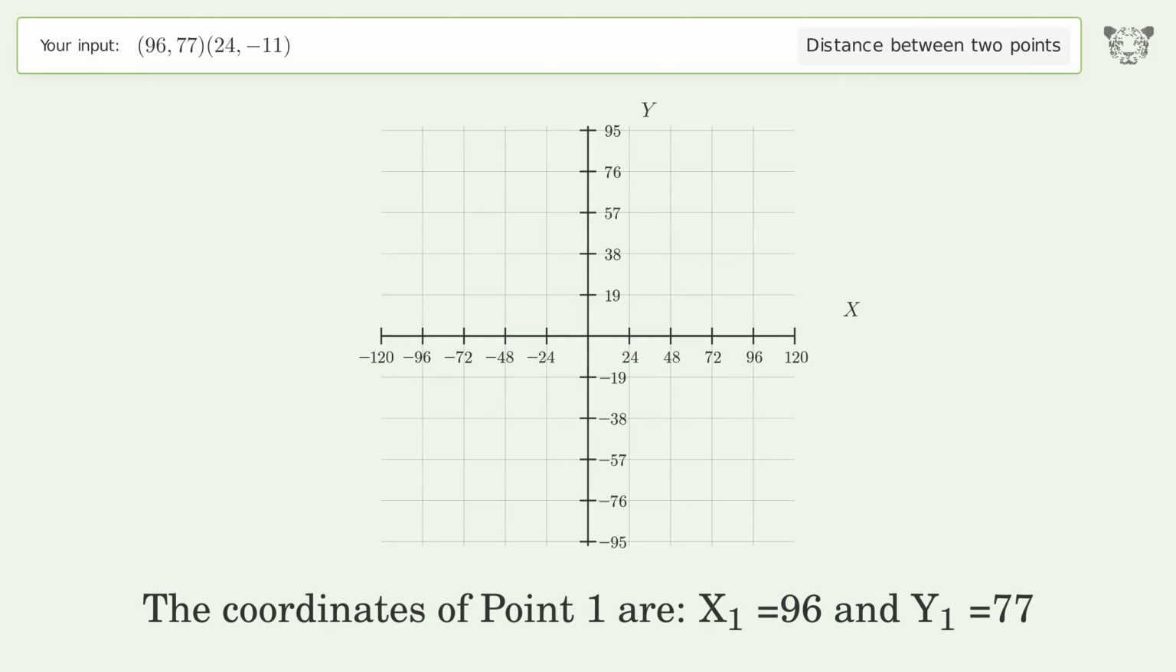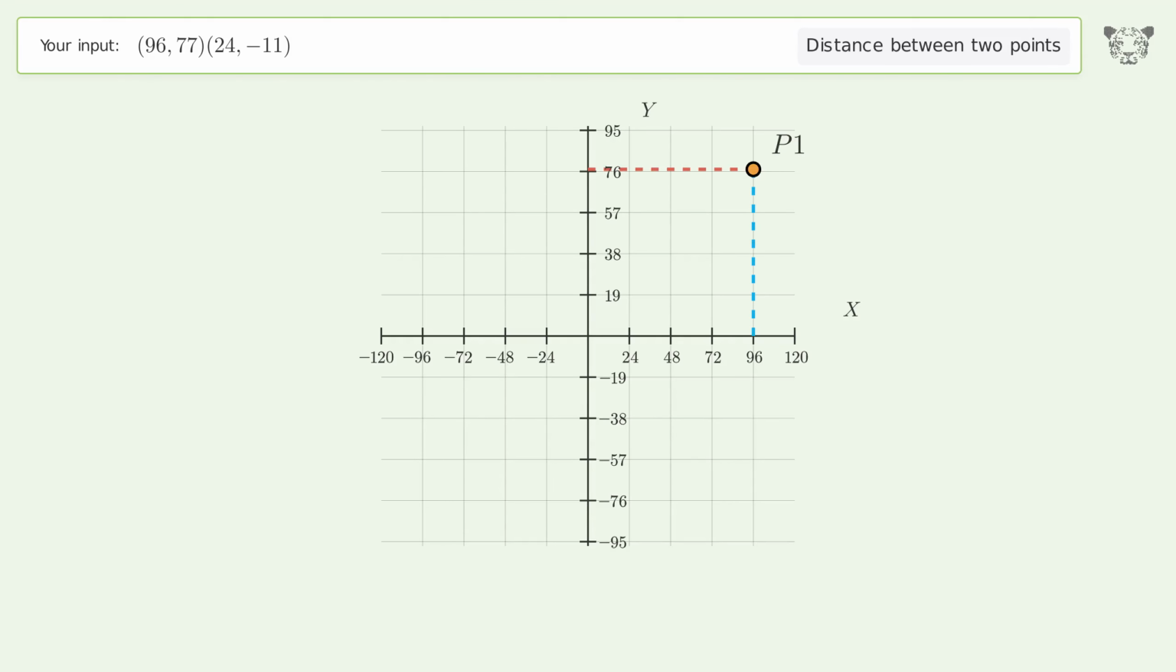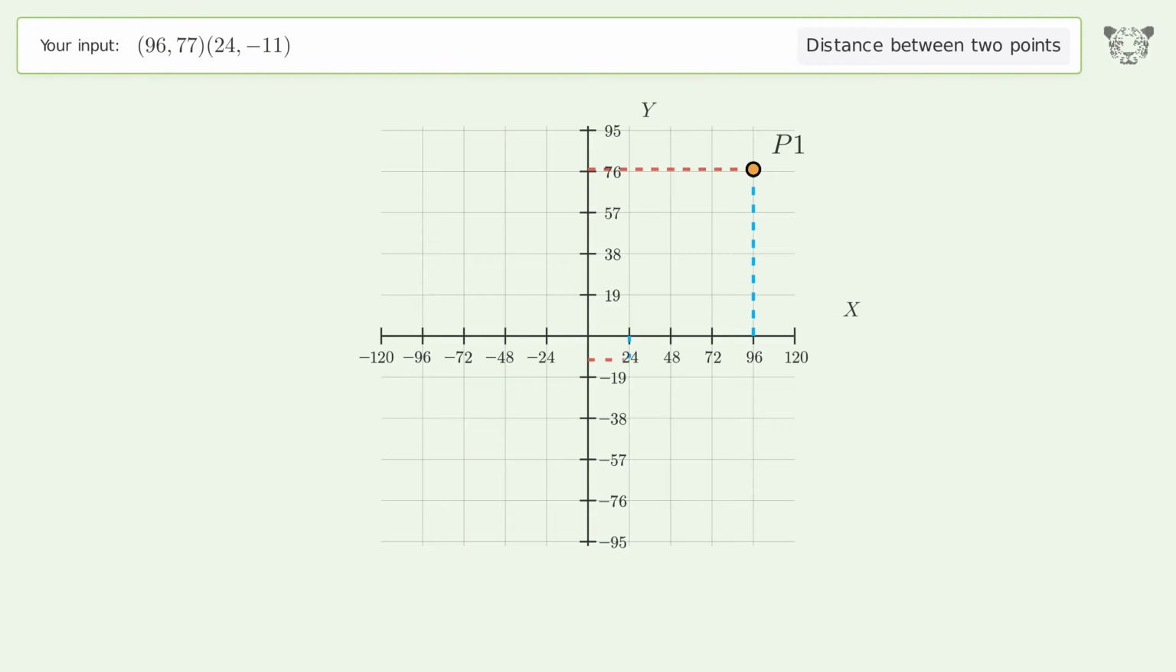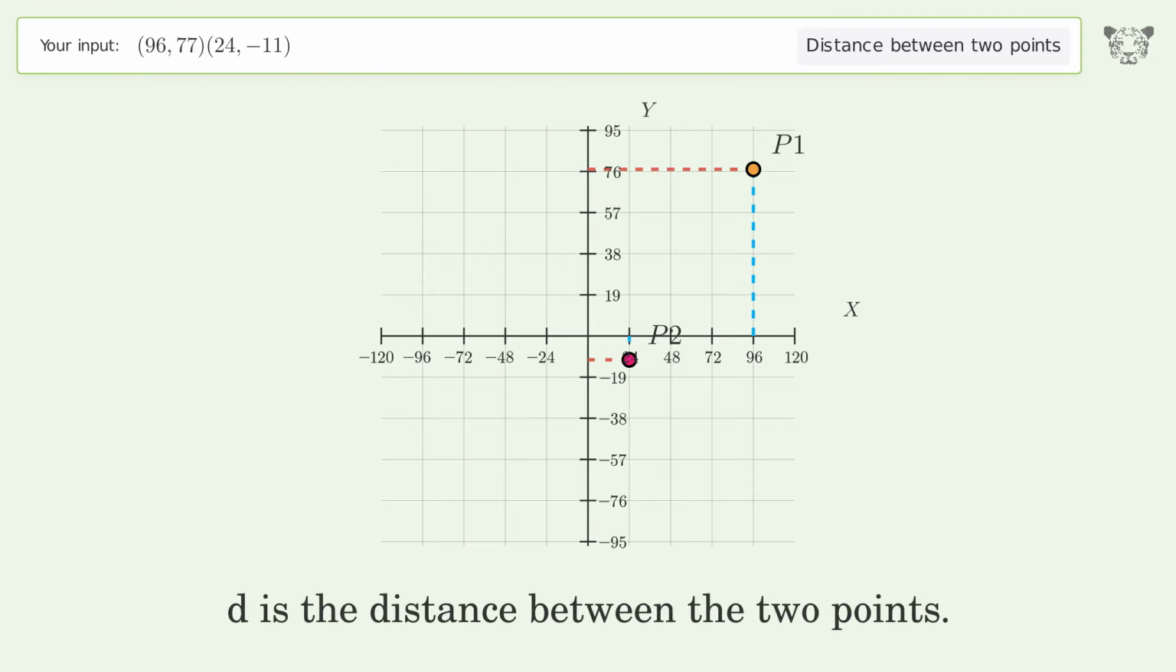The coordinates of point 1 are x1 equals 96 and y1 equals 77. The coordinates of point 2 are x2 equals 24 and y2 equals -11. D is the distance between the 2 points.